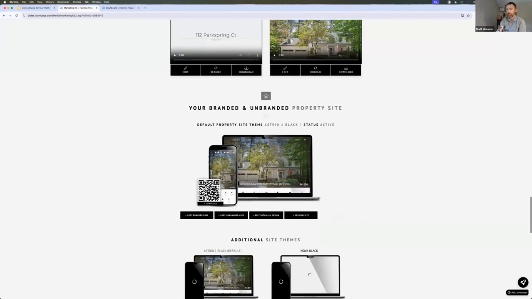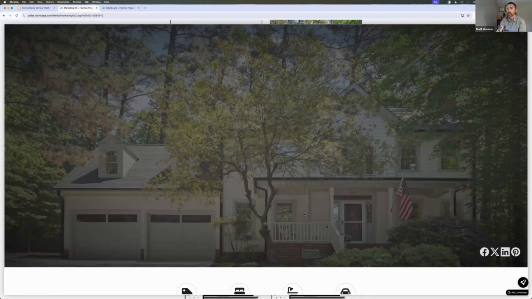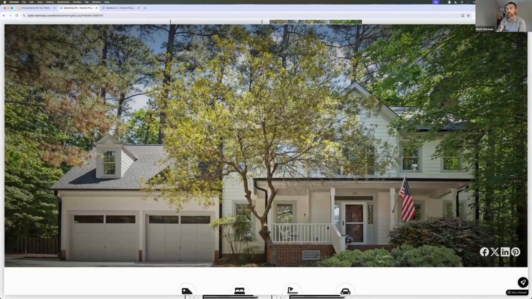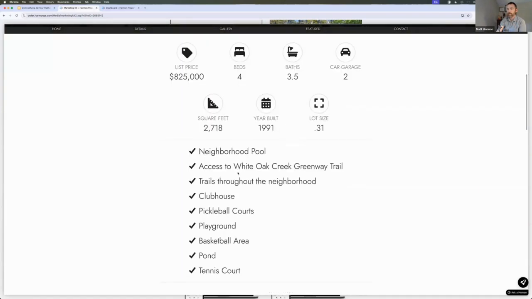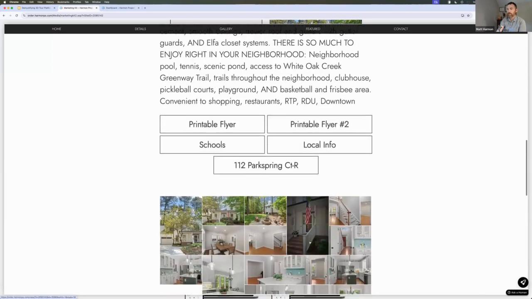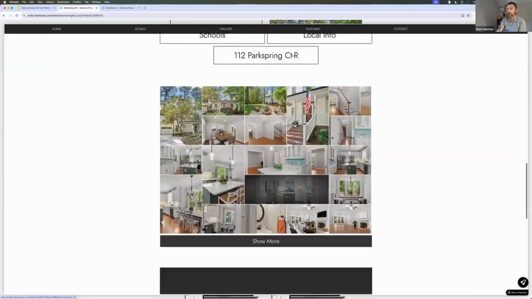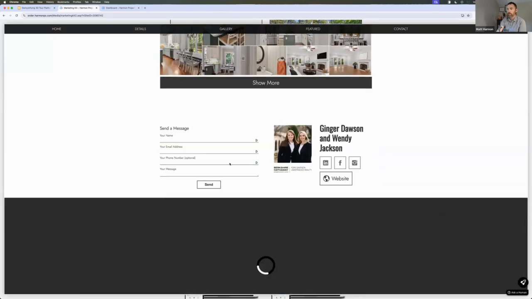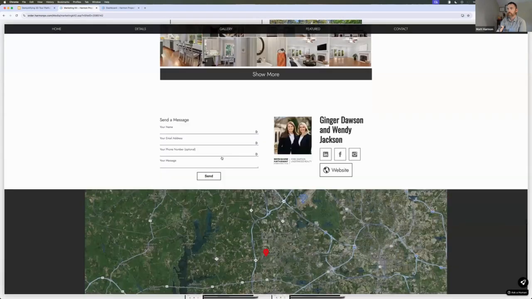Here's where you've got your property website. So let's go to this. Okay, this is the property website that's got all the information about this property. They've added all this. They added this paragraph in here. You've got flyers they can download. You've got a floor plan here, all the photos. Got a contact form here, a map showing where it is.